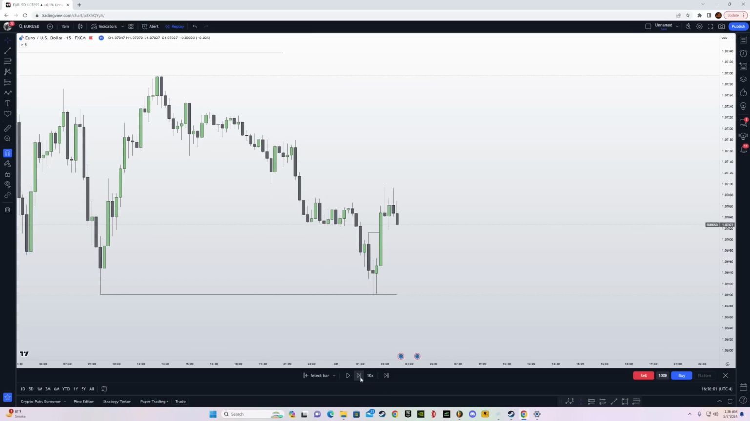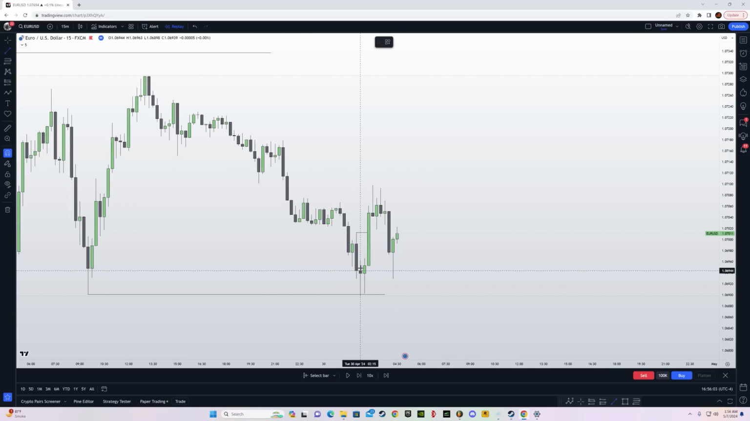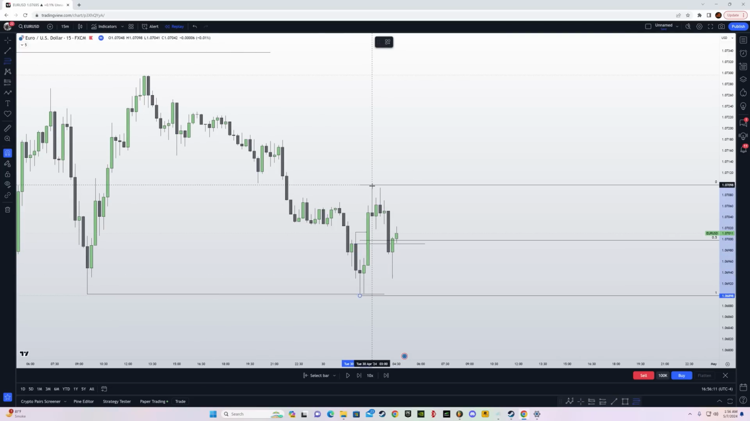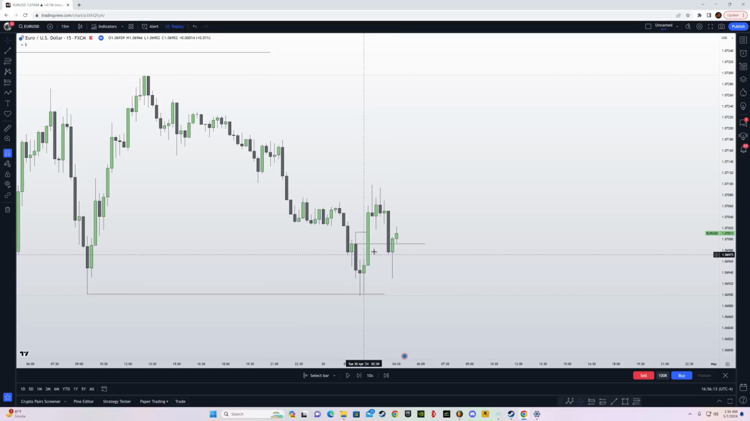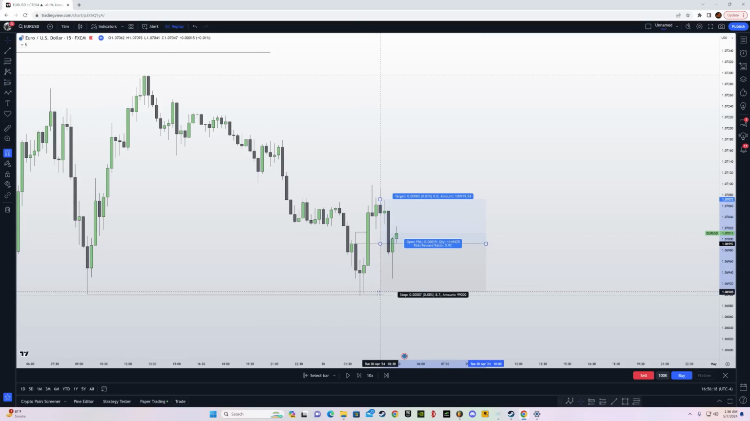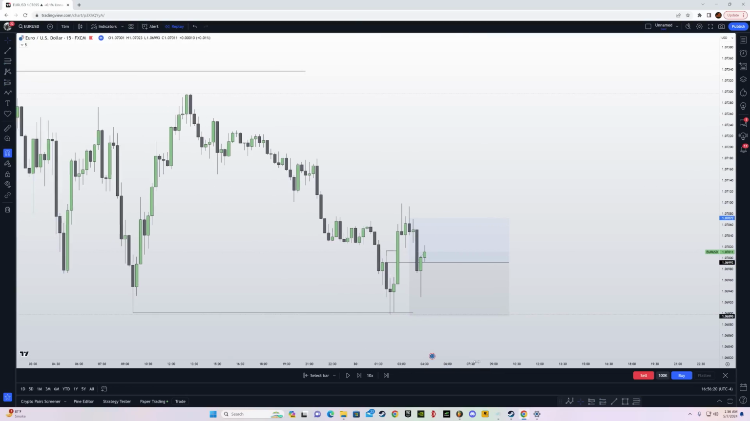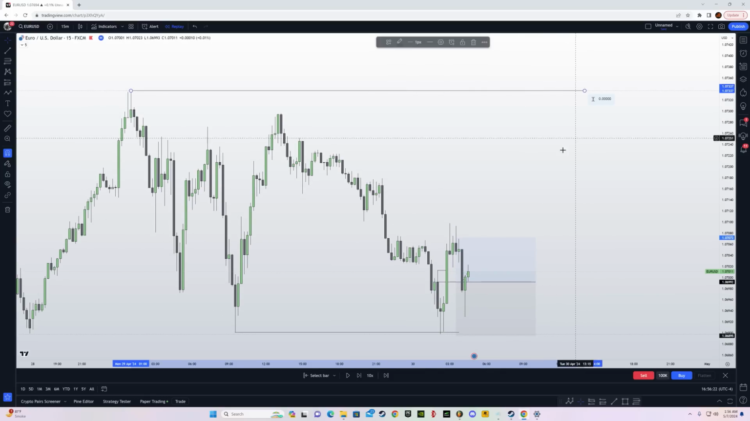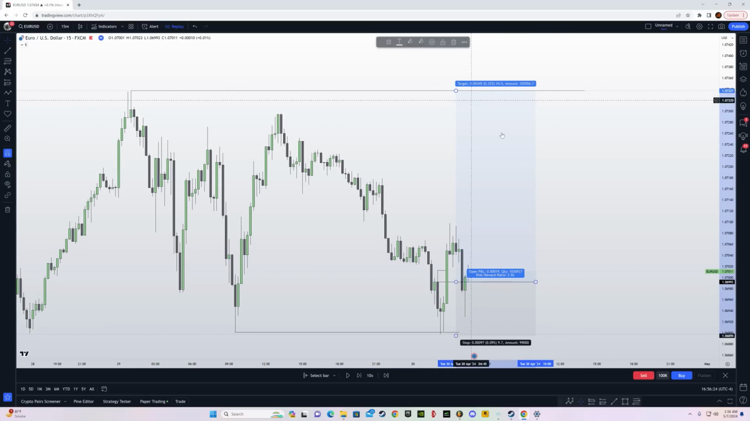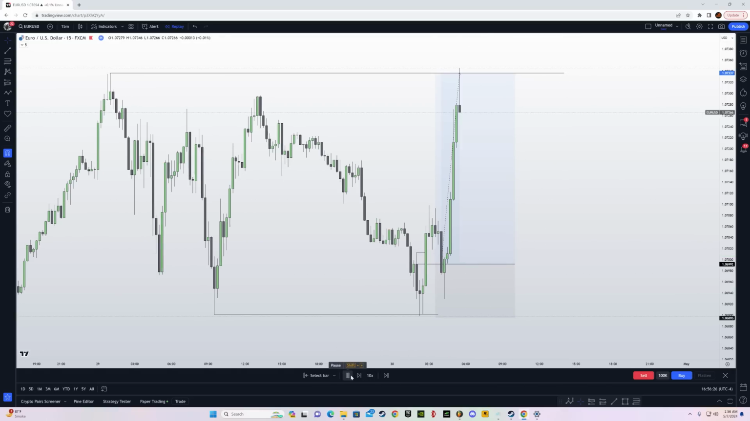All right. So now you can see that we had this order block here, and this order block here. If we use our fib, right? So this order block would have been our entry. Stop right below this low, and you would be simply targeting the Monday high. So let's see how this plays out.